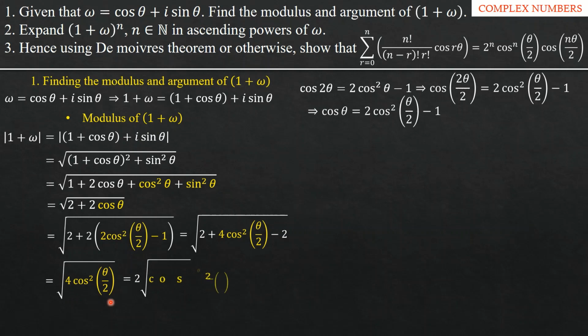The square root of 4 is 2, and the square root of cos square theta on 2 is the absolute value of cos theta on 2. It is not cos theta on 2, please. It's the absolute value of cos theta on 2.